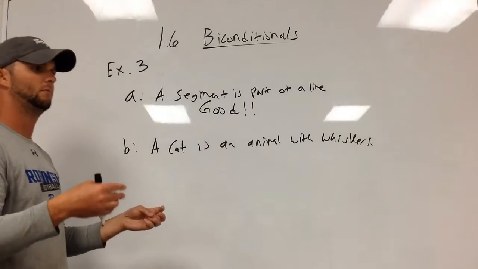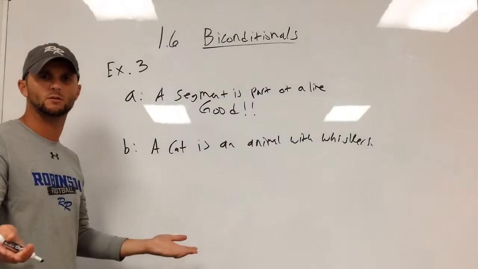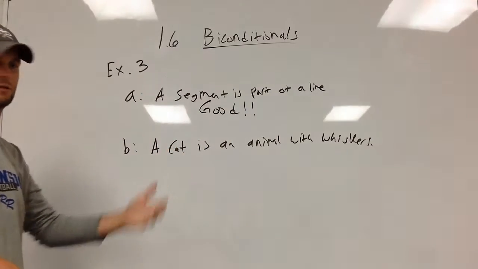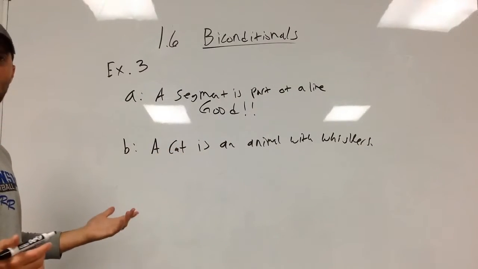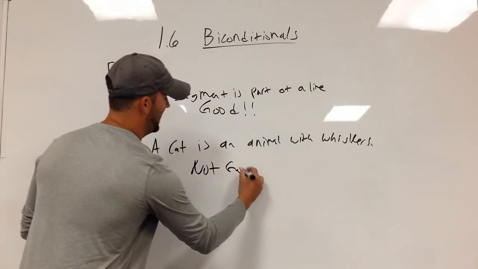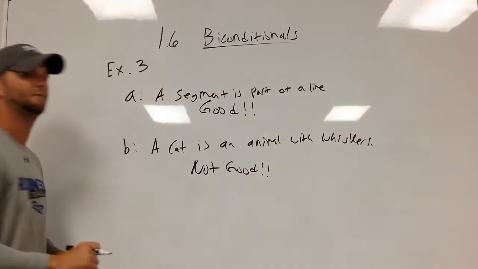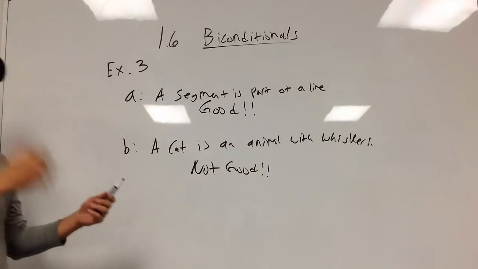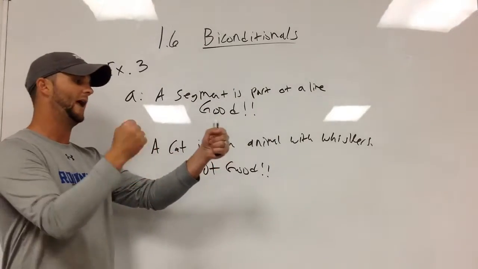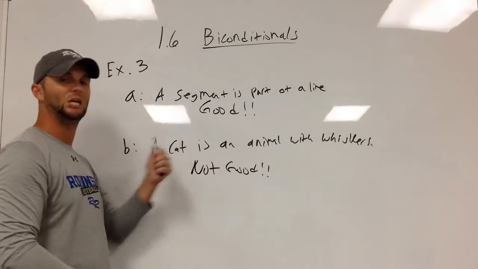Well, a cat isn't the only animal that has whiskers. You have walruses, you have seals, they have whiskers. Other animals have whiskers besides cats. So that is not going to be a good definition. So the second one we're going to put not good, because it is not a good definition. So right now I showed you that if you have a biconditional statement, meaning the conditional and the converse are true, then it makes a good definition.